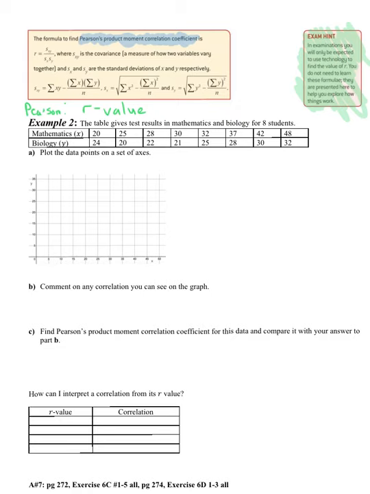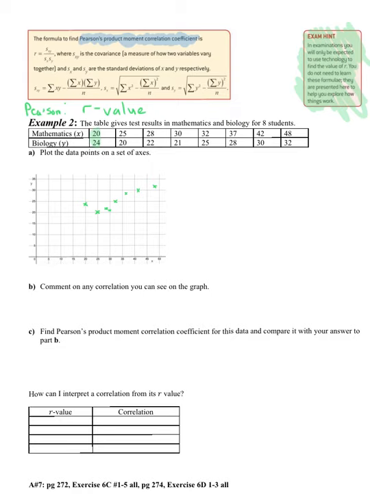Okay? So first of all, when we're plotting these, basically we just have corresponding X and Y values. So 20, 24 would be our point, just like any other graph. It's kind of weird now because we're comparing two completely different things, like mathematics versus biology. And they're test results for the 8 students. Anyway, any correlation we see between math and biology here, what do you guys think?